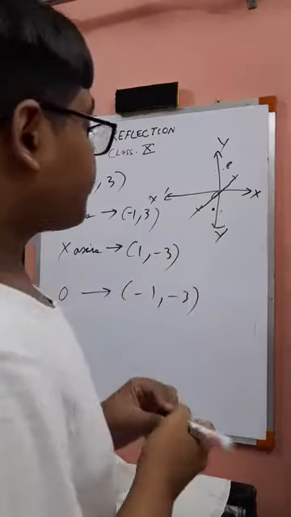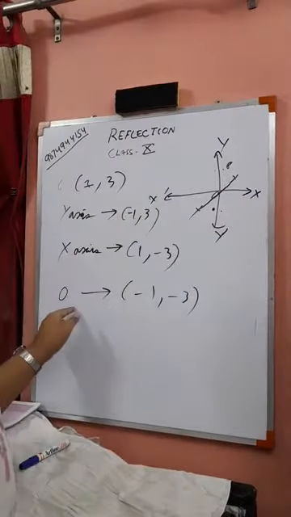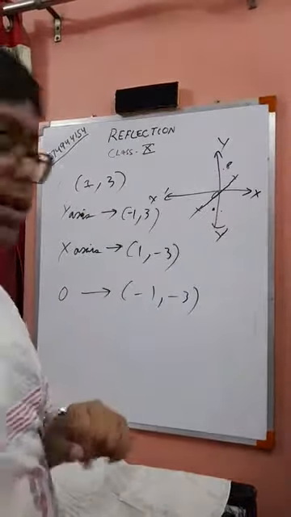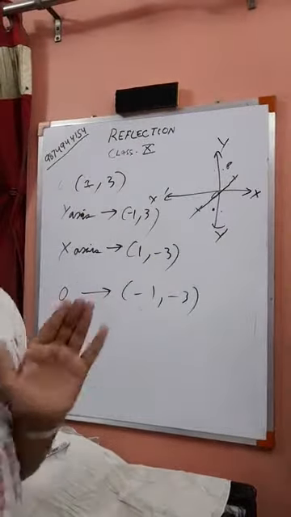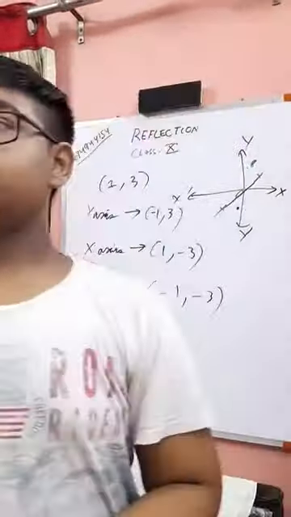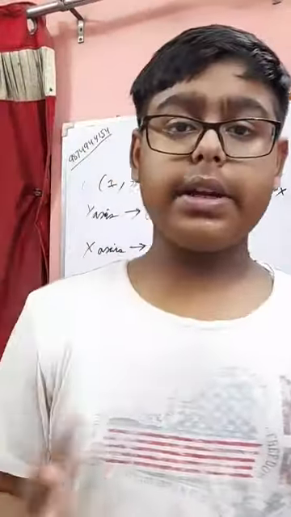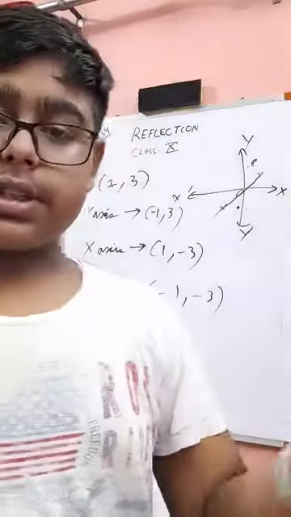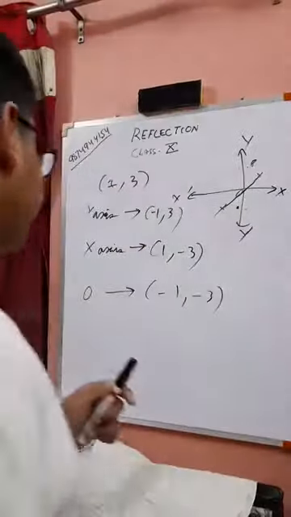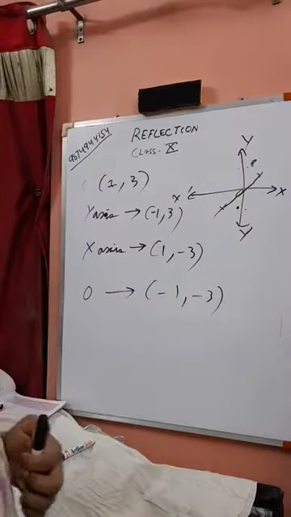Now this would be the origin reflection of the point P, which will be -1 comma -3. Therefore, the reflection through the origin is the single transformation equivalent to the reflection of a point first in the x-axis, then in the y-axis, or first in the y-axis, then in the x-axis. Now we will continue to the types of sums.